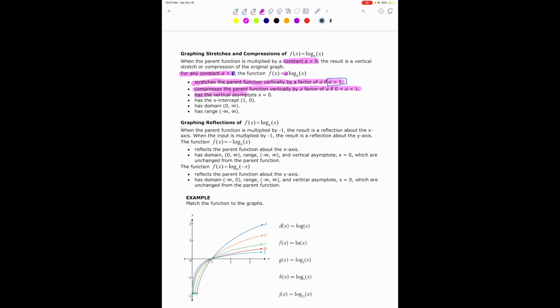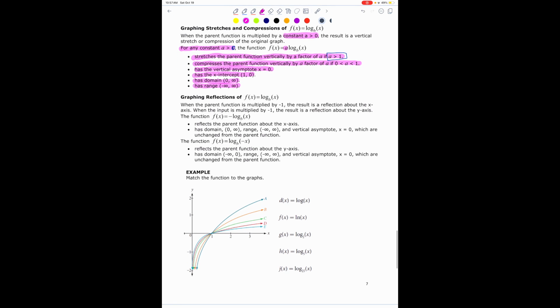The vertical asymptote doesn't change. It remains x equals 0. The x-intercept is 1 and 0. We know that. It doesn't change either. The domain doesn't change. It's from 0 to positive infinity, x exclusive of 0. The range is from negative infinity to positive infinity, or in other words, all of the real numbers.